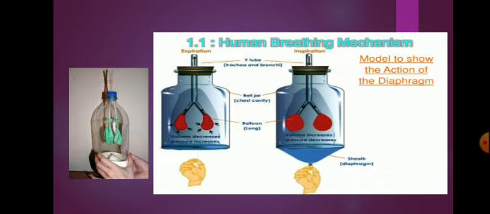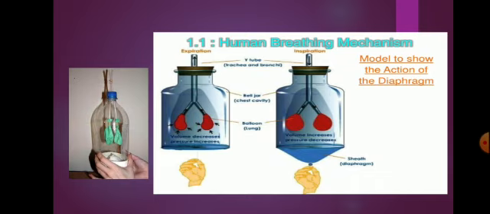To show the process of breathing in air, we pull the rubber sheet downwards. In this case, the space in the bell jar increases, lowering the air pressure inside the bell jar. The air from outside rushes in through the tube into the balloons, due to which the balloons get inflated and their size increases. This shows the action of the diaphragm during inhaling of air. Then, to show the process of breathing out, we release the rubber sheet.